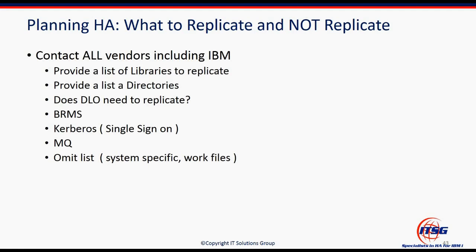And what about DLO? DLO was really Office Vision, which was left behind by IBM many, many years ago. But some people still need to replicate that. So you need to determine, do I need to replicate DLO? BRMS is an IBM product, but yet there's a QUSRBRM that we do replicate. So there are some IBM products that we do and some IBM products that we don't want to replicate from one system to another. MQ being one of them. We typically want to replicate the data queues from system A to system B. And then the most important one you want to get is, do they have an omit list? And we'll talk a little bit more in detail about the omit list in a minute.